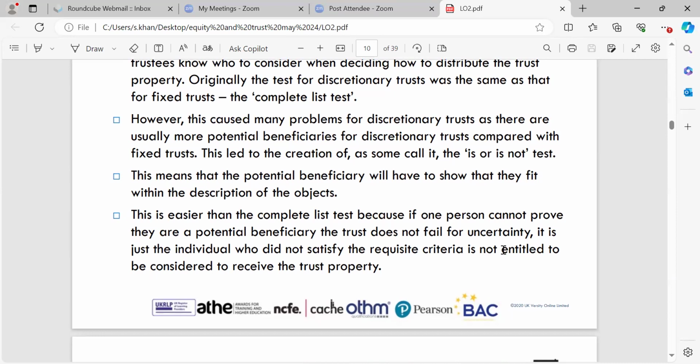This is easier than the complete list test because one person failing to prove they are a potential beneficiary does not mean the trust fails for uncertainty. It is just that the individual who did not satisfy the requisite criteria is not entitled to be considered to receive the trust property.